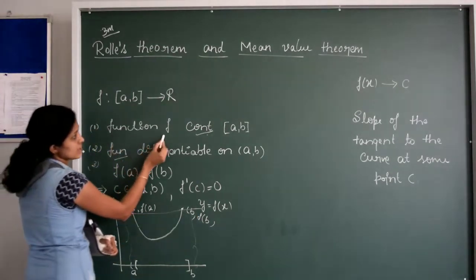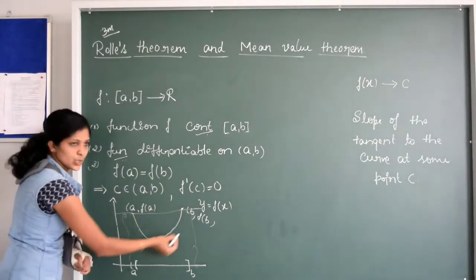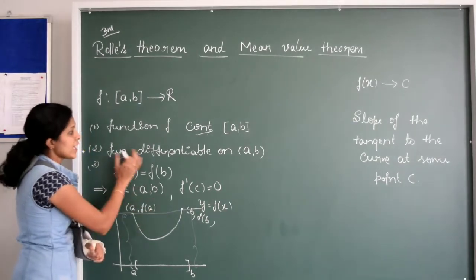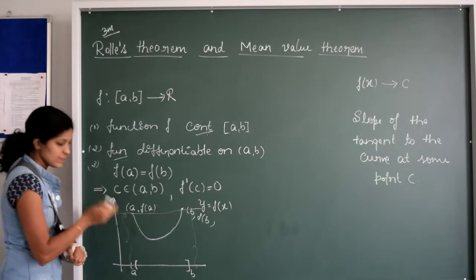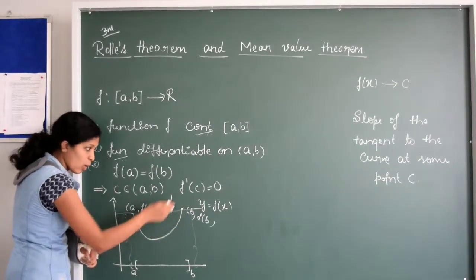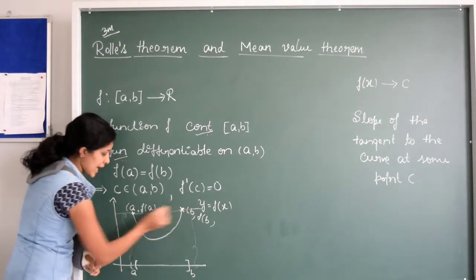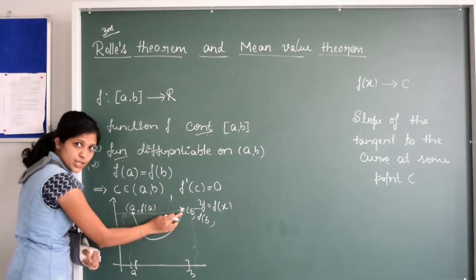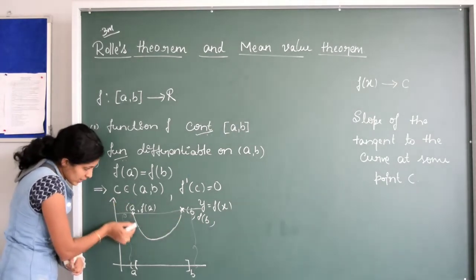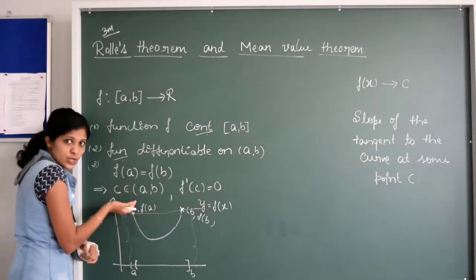First we will check the first condition. The function f of x is continuous on closed interval a comma b. Obviously it is a continuous graph, right? Is it differentiable on open interval a comma b? Yes, it is differentiable at all the points. You are able to draw the tangent at all the points. But if you observe the end points a and b, the function is not differentiable. Because here you can draw many tangents, like this or like this, it may be anything. There are many possible tangents you can draw at the end points a and b.